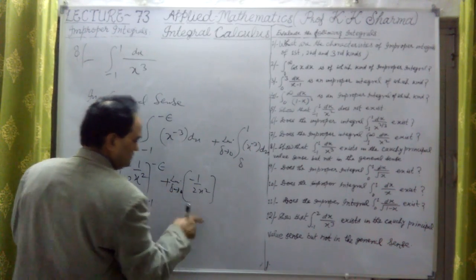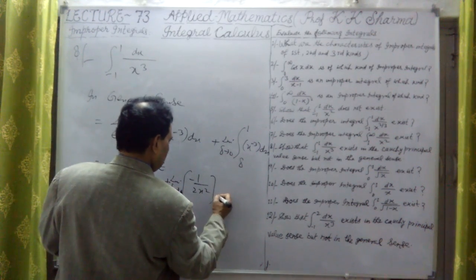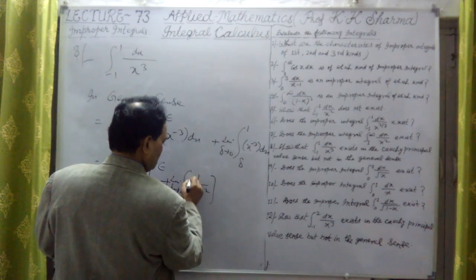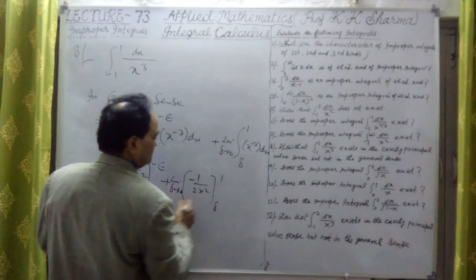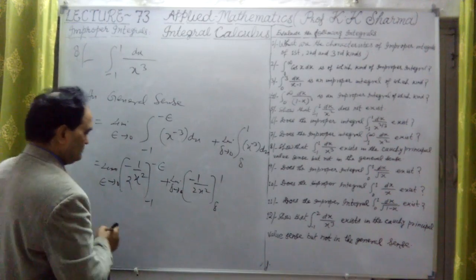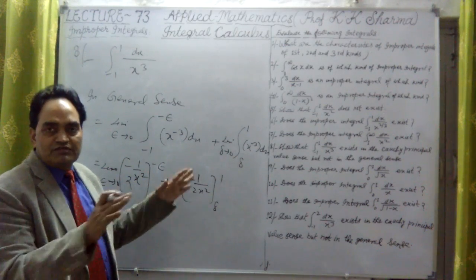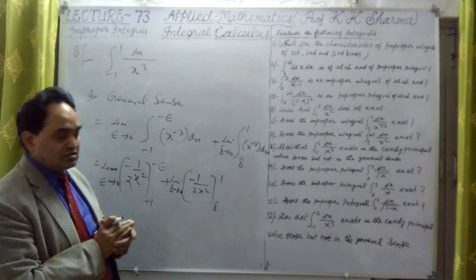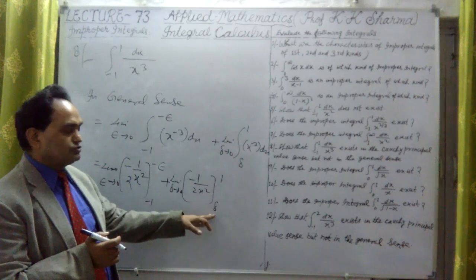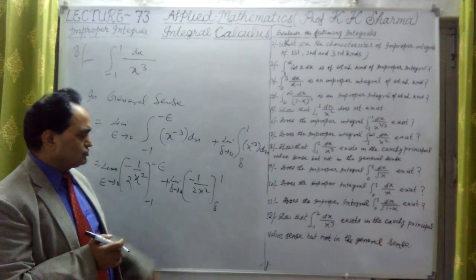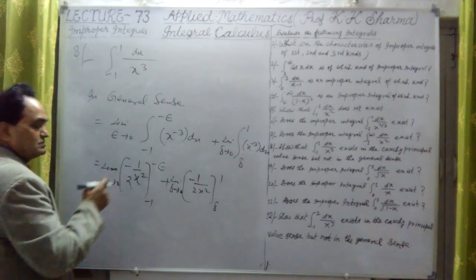What about the general sense? Does it exist in the general sense? So this value is minus 1 upon 2x square from minus 1 to minus epsilon, and this is from delta to 1. In the general sense, minus epsilon and delta are different. If they are equal, then these two values become the same, and that is not the general sense. If epsilon equals delta, then this value will be the same. In that case, it will be the principal value.